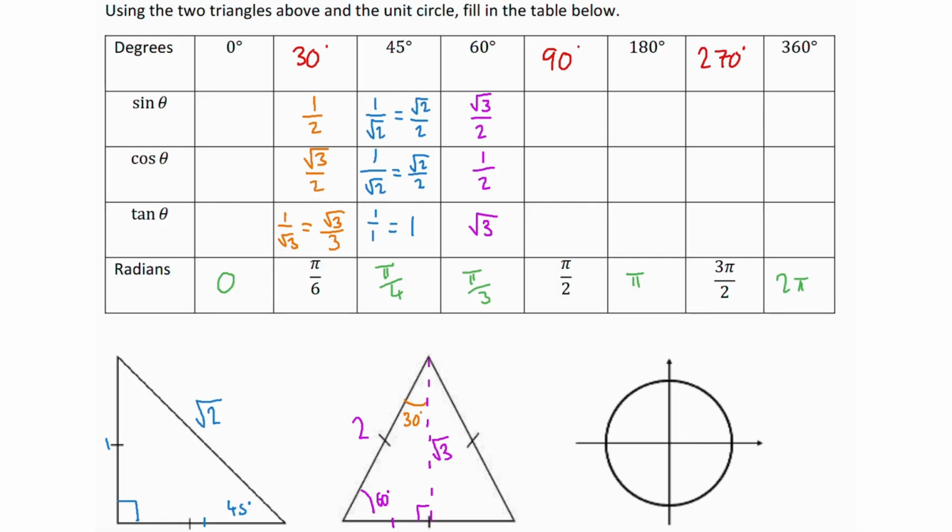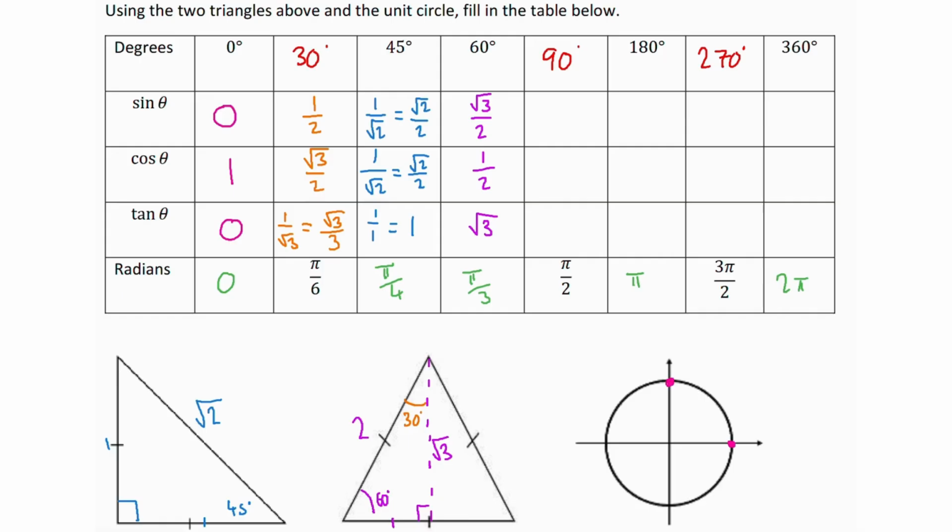Finally, we're going to use the unit circle to do the final ones. 0 is at this point here. That's an angle of 0. Sine, remember, is the y-coordinate, so the y-coordinate there is 0. The x-coordinate is cos, so the x-coordinate there is 1. And tan is the gradient, which is 0.